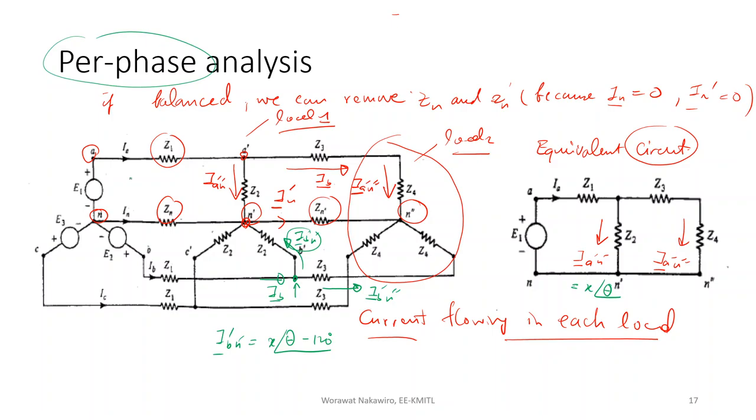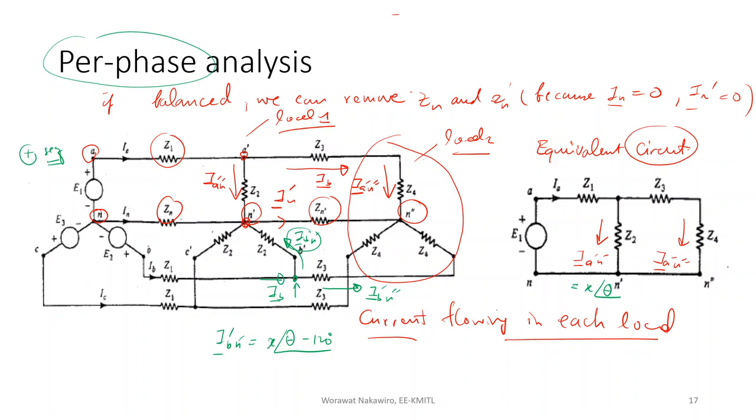This is if we assume the three-phase voltage is in positive sequence. How would you know that this is positive sequence? If the problem gives it to you, or you could assume it. Basically, normally the phase sequence is assumed to be positive.